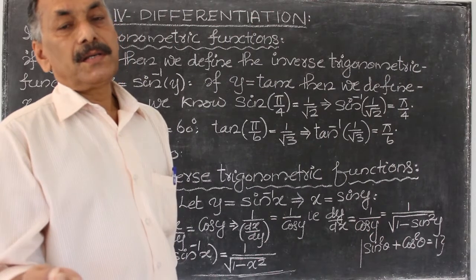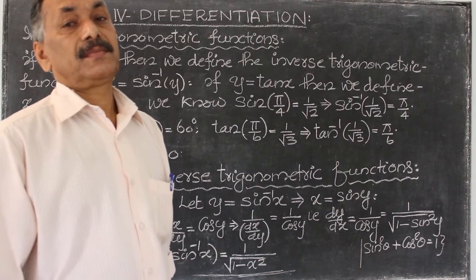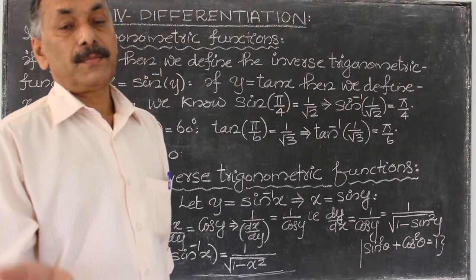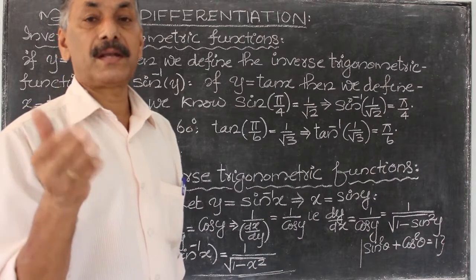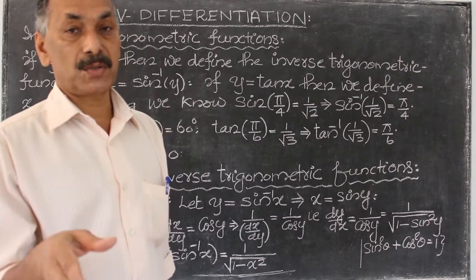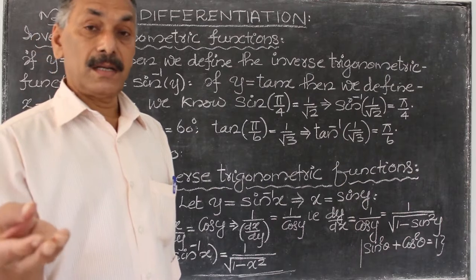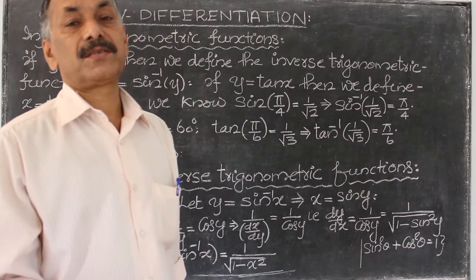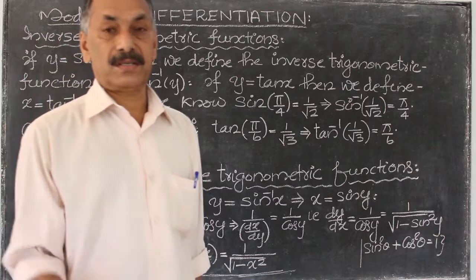We have already seen certain important results of differentiation. That is the product rule, the method of finding the derivative of a product, or the method of finding the derivative of a quotient, that means the quotient rule, and the function of a function rule. The next topic is derivatives of trigonometric functions.